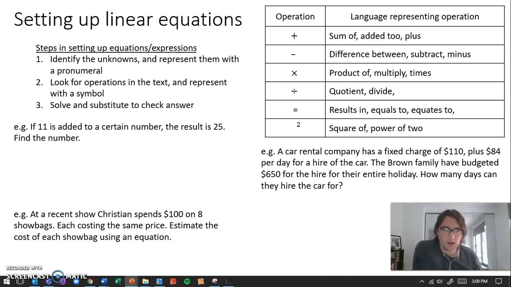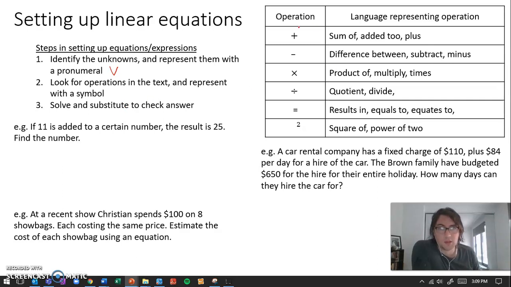So the way I like to think about setting up linear equations with one unknown is I follow these 3 simple steps. The first step is identify the unknowns and represent them with a pronumeral. Remember, a pronumeral is just another name for a variable. So if you wanted to know the value of your business in 5 years, your unknown pronumeral could be V. Step number 2, look for operations in the text and represent them with a symbol.